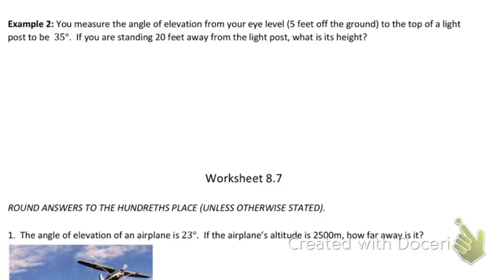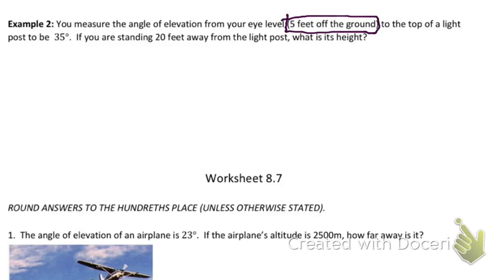All right, the last example we're going to do says you measure the angle of elevation from your eye level, which is 5 feet off the ground. That's important. Don't forget about this. To the top of a light post to be 35 degrees. If you are standing exactly 20 feet away from the light post, what is its height? I.e., what is the lamp post's height?